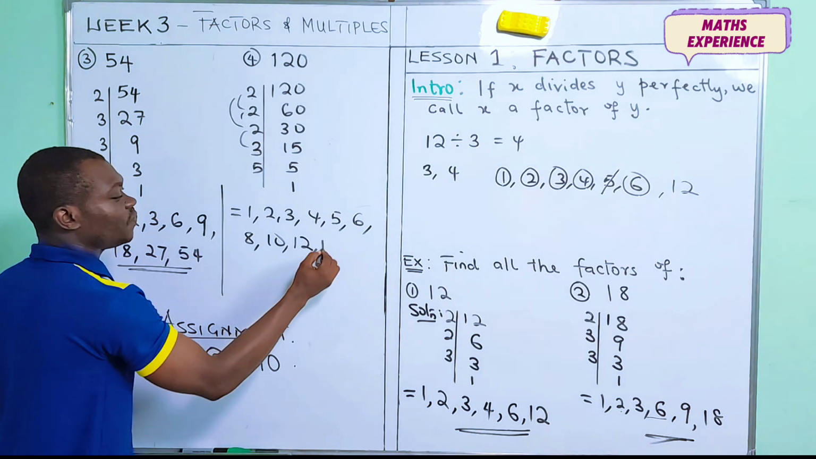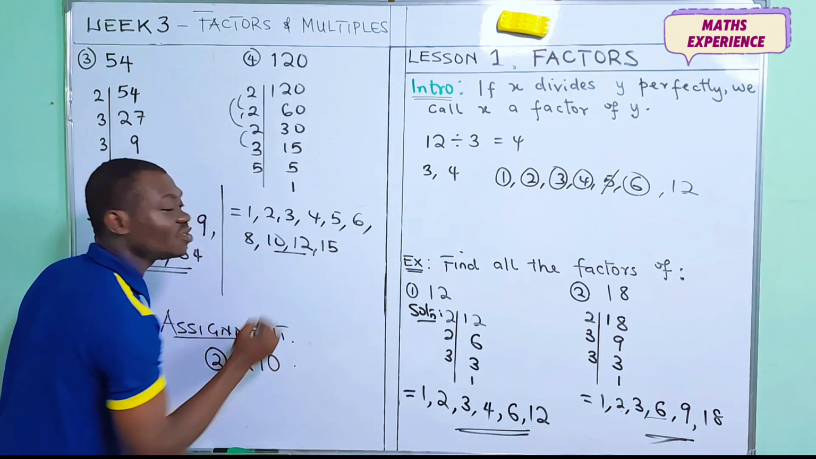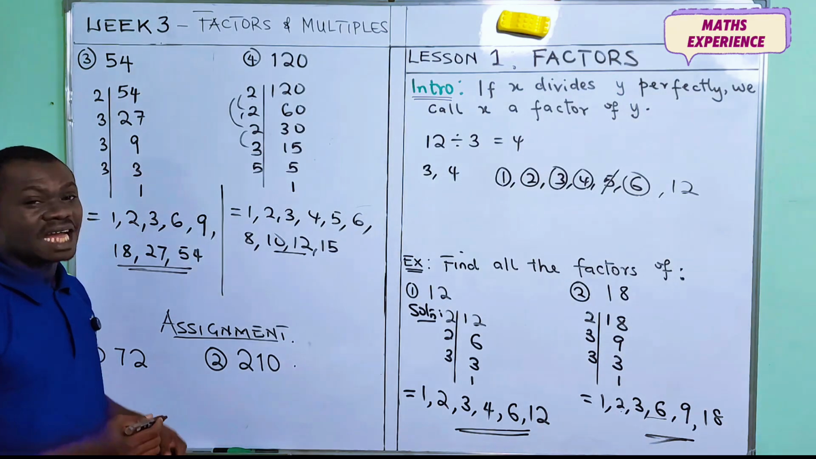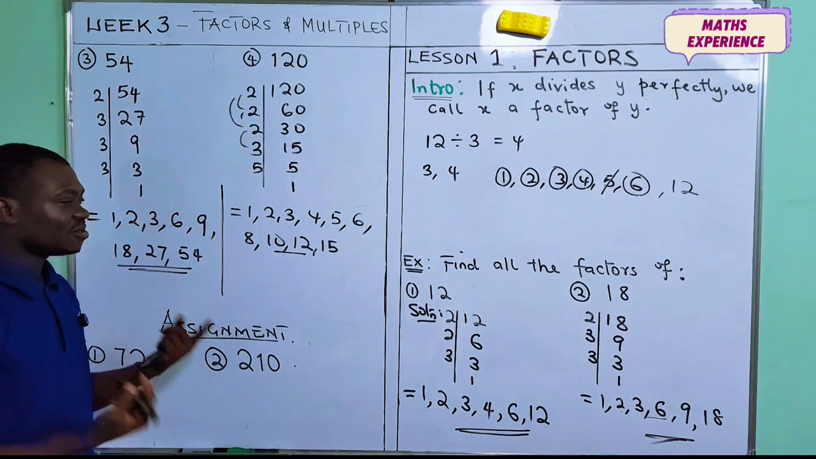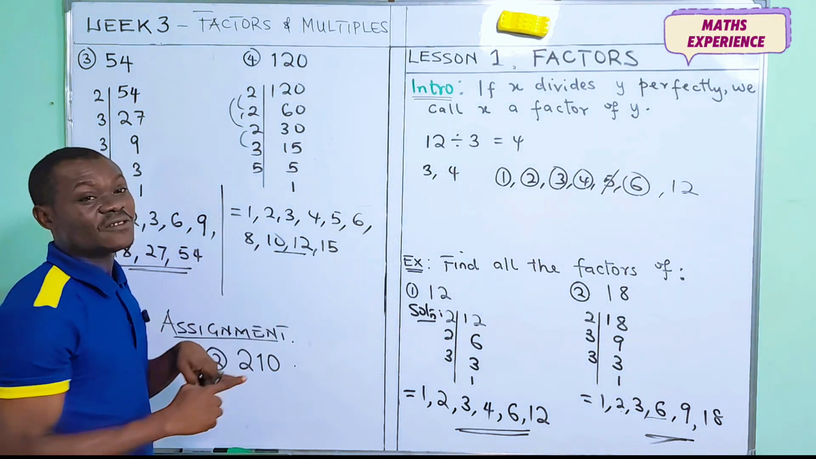The next, you can see 15. But you know you don't have to bother to go to 15 because you have reached the center. 10 and 12 will give you 120. So you start dividing and you can see it. 120 divided by 8 is actually 15.